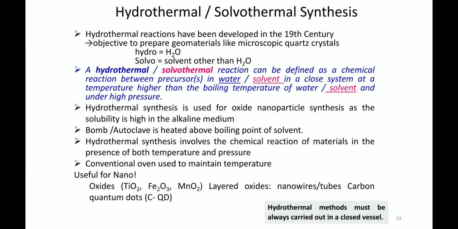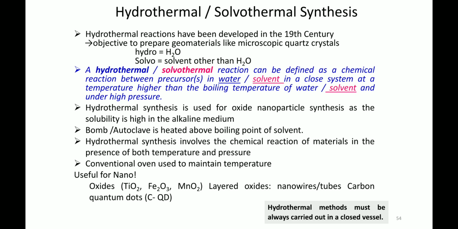Today we are learning a new technique of synthesis of nanoparticles, and the name of the technique is hydrothermal or solvothermal synthesis. Basically, we are trying to learn different techniques in which we are synthesizing nanomaterials in the form of powder or thin film using a bottom up approach.